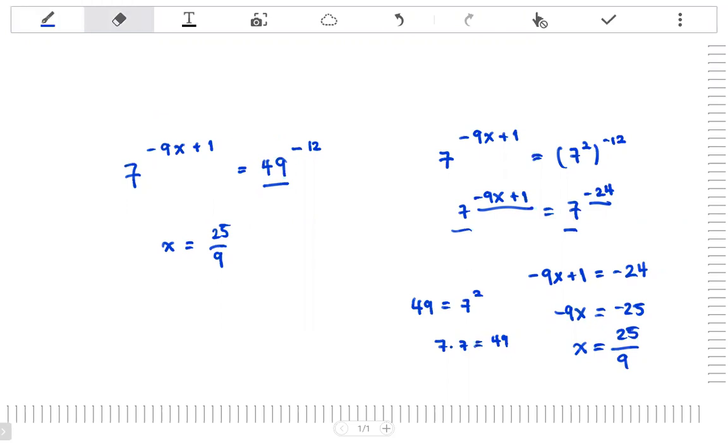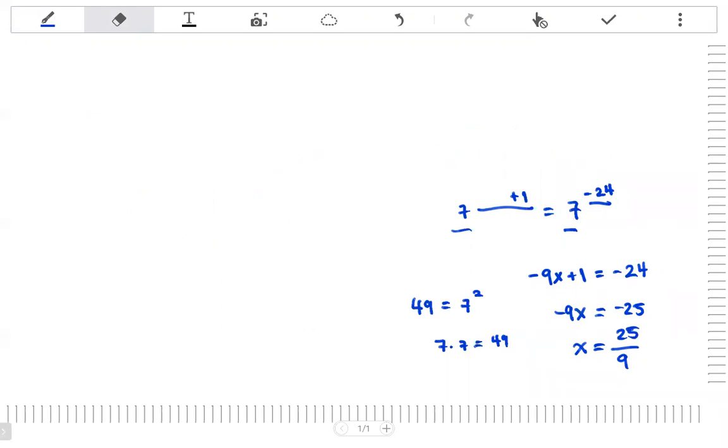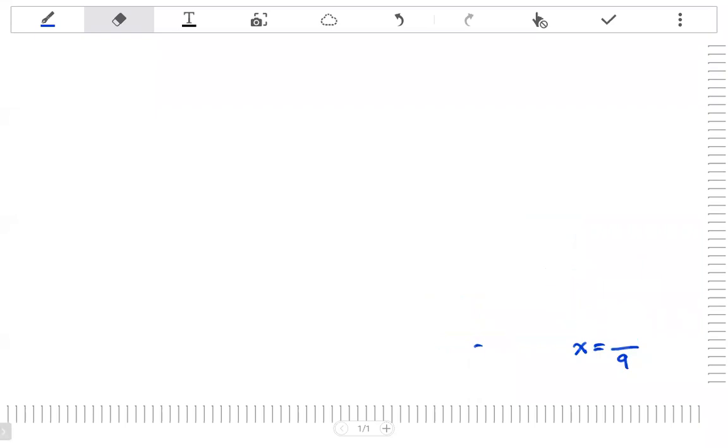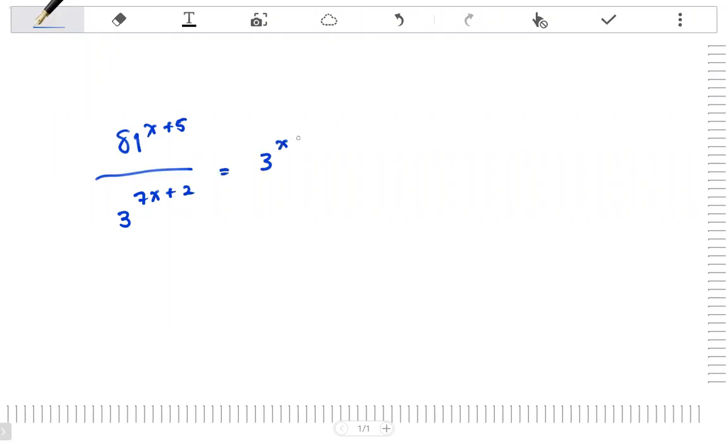Okay. Anybody still have any questions? Or you guys are totally good on this? Oh, you guys must be. I think it is now better. Okay. Let's try one final problem. Let's try a division problem. We're given 81 to the x plus 5 all over 3 to the 7x plus 2 equals 3 to the x minus 2.